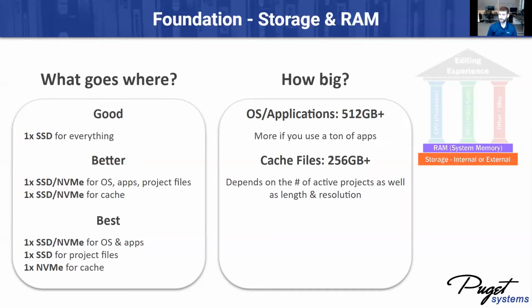Cache drive, I'd say minimum starting point is 256 gig. Even that, it might be stretching it. You probably want to be more like 512 minimum, but it depends on the length and resolution of your projects. If you only work with HD projects, you probably don't need as much. If you do 4K, you might want a larger drive.